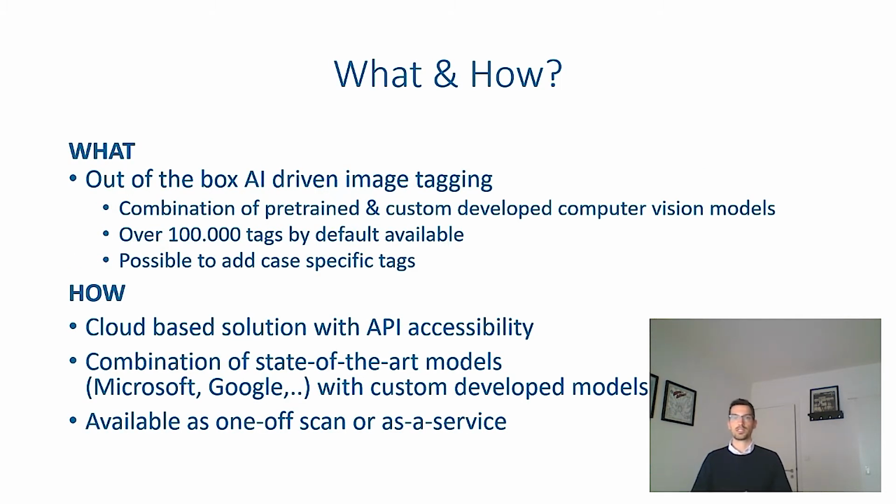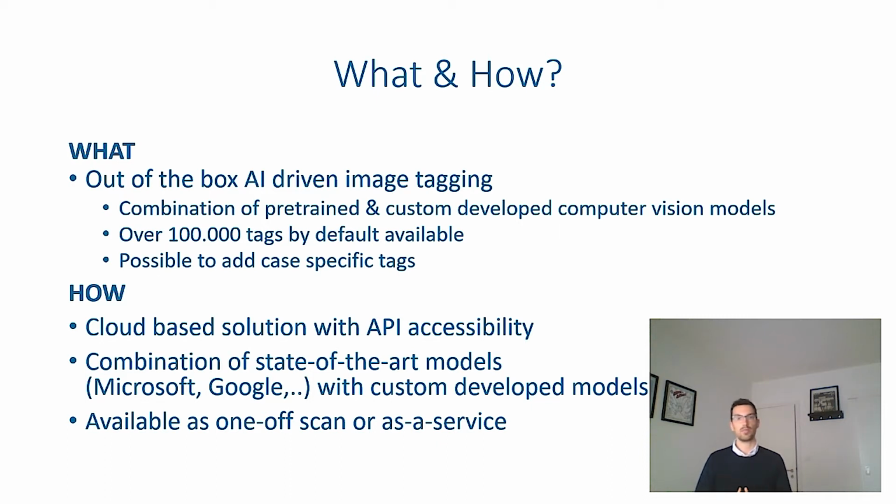So focusing a little bit on the background, what is it made of? Well, the tagging factory is a combination of computer vision models where you have some pre-trained, ready-to-use out-of-the-box models, but they have also been expanded with some custom-developed code and custom-developed AI models developed by Delaware, which allow you to include some custom tags as well. So as a default, we have over 100,000 tags available. And like I mentioned before, there is the opportunity to include very niche, very case-specific tags or labels in the model as well.